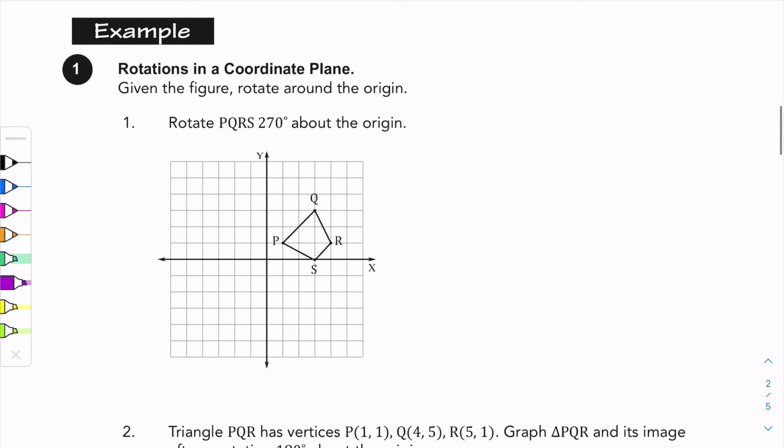Okay, moving right on to our examples. So we are given a figure and we're asked to rotate it about the origin. The origin is this point here.